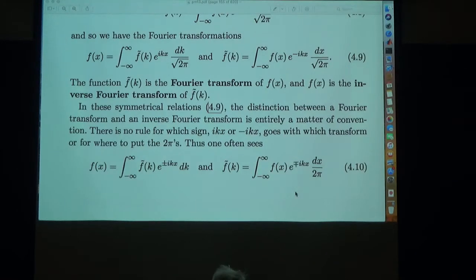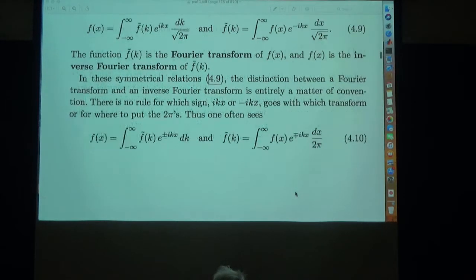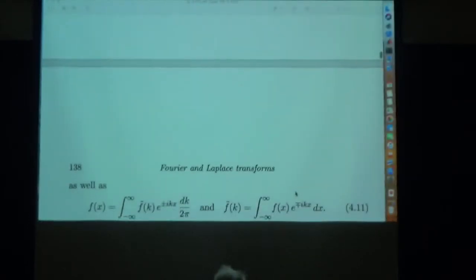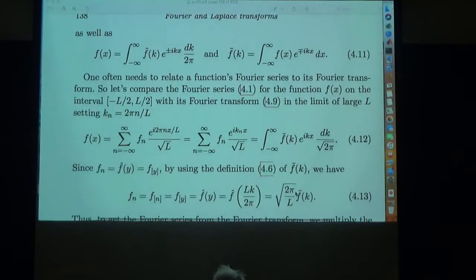And my advice to graduate students is to pick the convention you like and stick with it, don't mess with other conventions. But realize how to get from one to the other, because if you're following some book on electrodynamics or mechanics or quantum mechanics, you're going to see different conventions used, so you need to be able to switch from this one to the one I just wrote as the symmetrical one. Any questions?